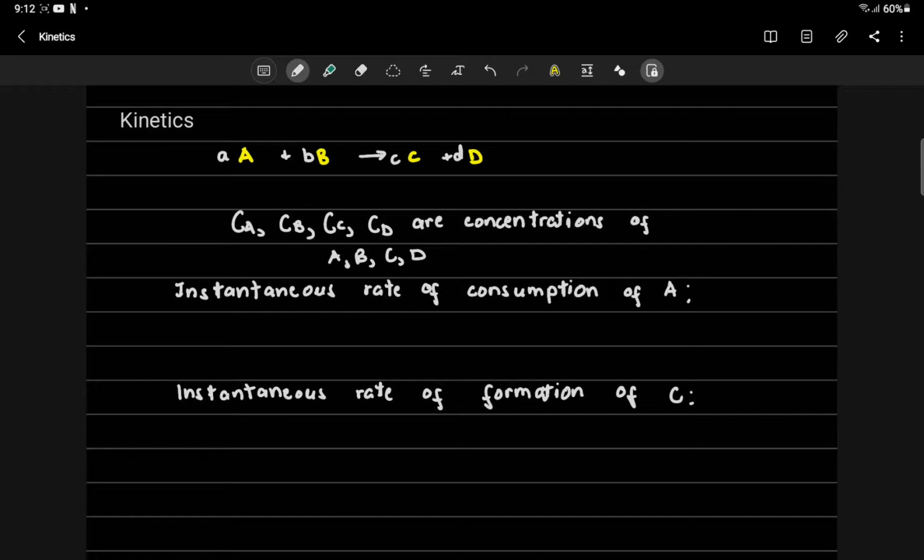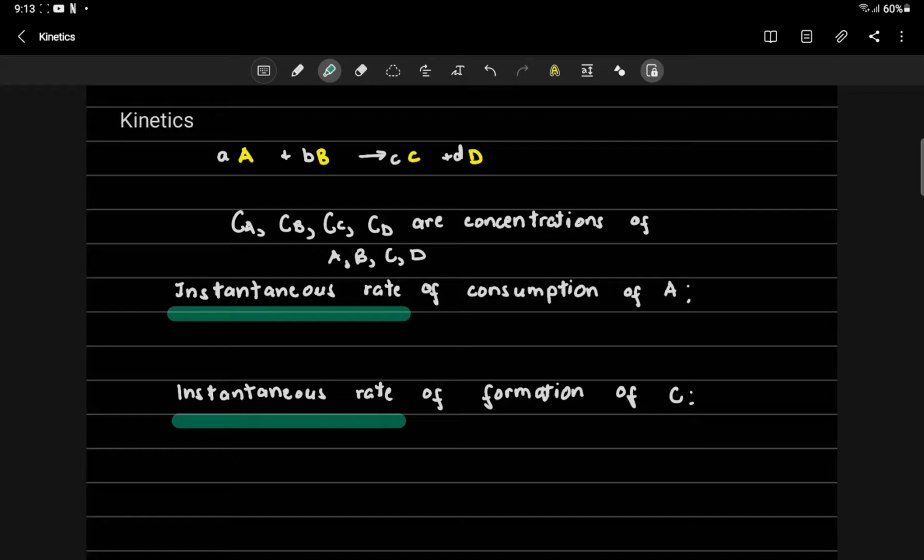So suppose we have a reaction, a hypothetical reaction, A and B forming C and D. What we want to calculate or determine is what we call the instantaneous rate of formation or consumption. For example, since A and B are reactants of this reaction, we want to determine how fast they are consumed, and likewise for C and D, we want to determine how fast they form.